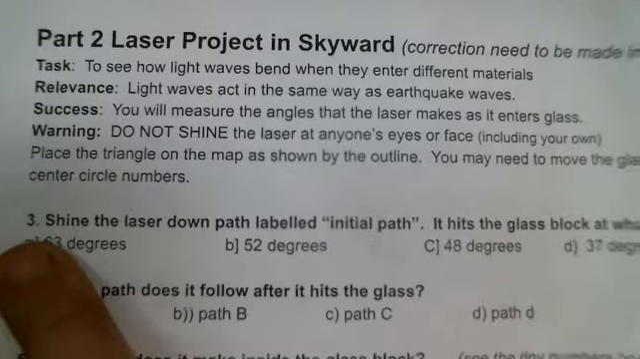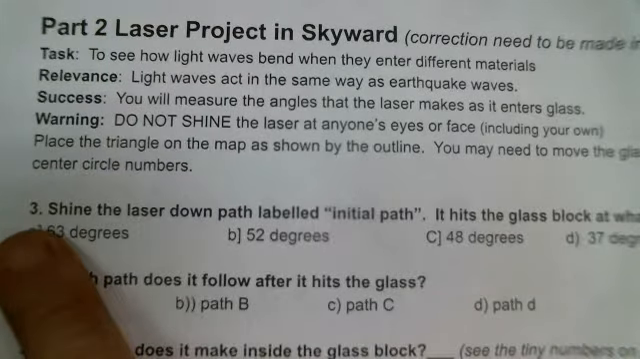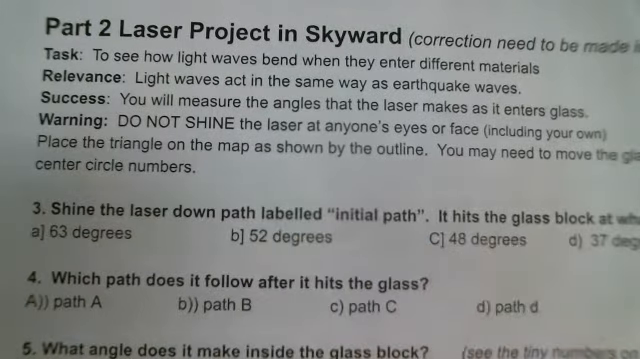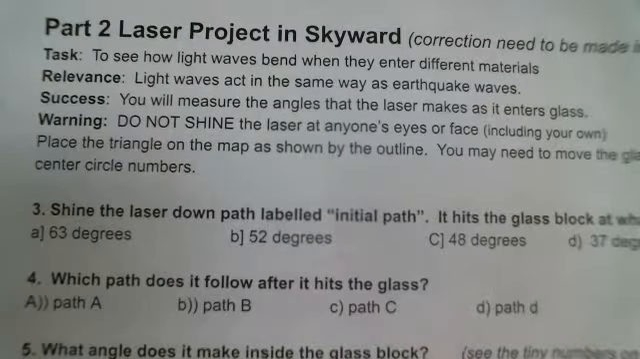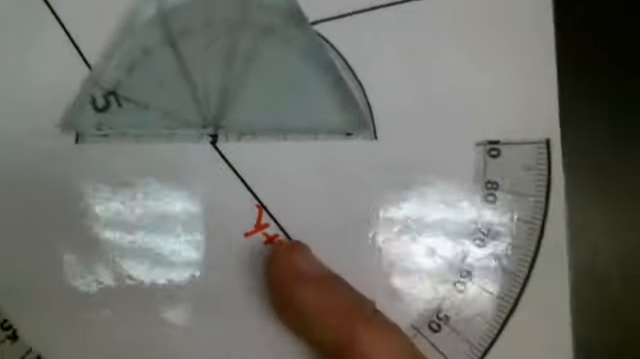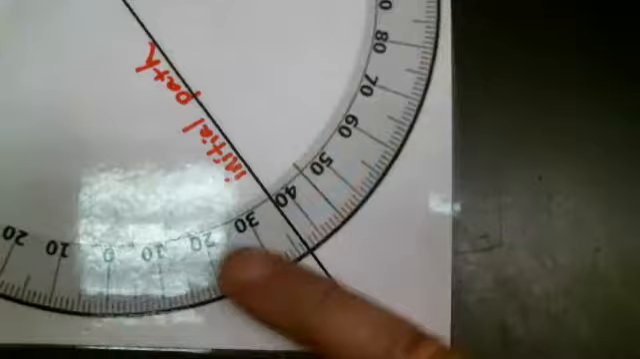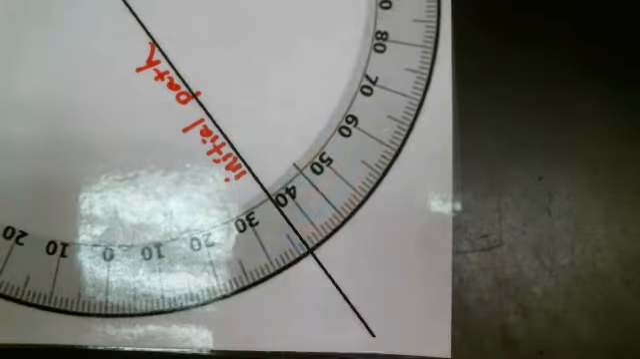Okay, this is continuing from the previous 2 questions on the course. So question number 3. Shine the laser down the path labeled initial path. It hits the glass block at what angle? So let me get this stuff here put together. I should have done this earlier. Sorry, I didn't. But there is the prism, and here is the initial path right there. You need to read the protractor here. Where does it cross? Let me zoom in here a little bit. It is between 30 and 40. The exact number you're going to have to read.